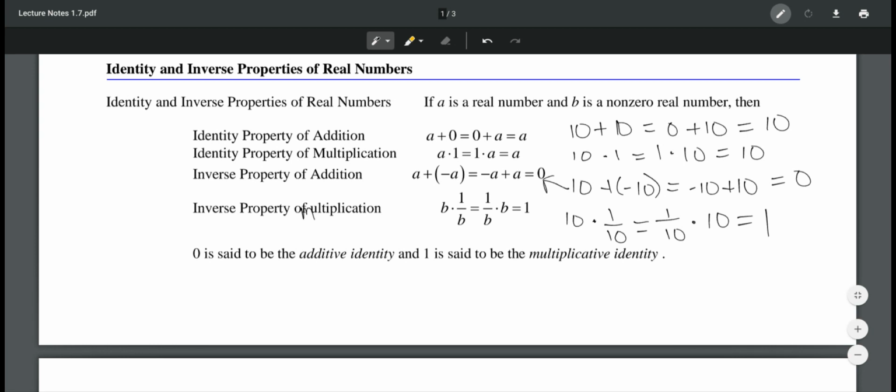So you have to be very, very careful when you are using these. The identity properties equal to A, and the inverse properties either equal to 0 or 1. Okay, 0 is said to be the additive identity and 1 is the multiplicative identity. So be very, very careful with those.